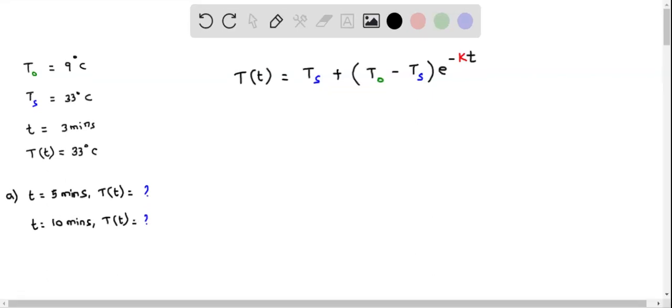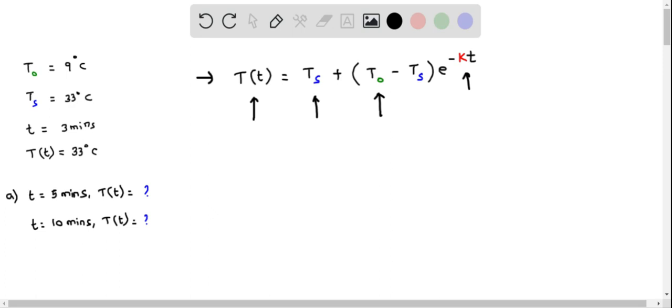Here we use Newton's law of cooling equation given by T(t) equals Ts plus (T0 minus Ts) times e raised to the power of negative kt. This T(t) represents the temperature of the object at any time t. Ts is the surrounding temperature and T0 is the initial temperature of the object. k is the constant that has to be determined and t is time.